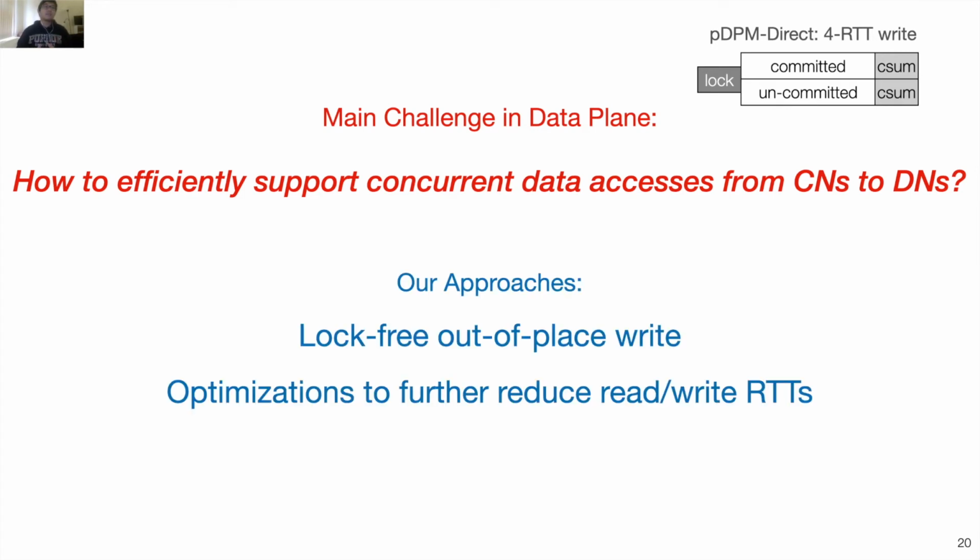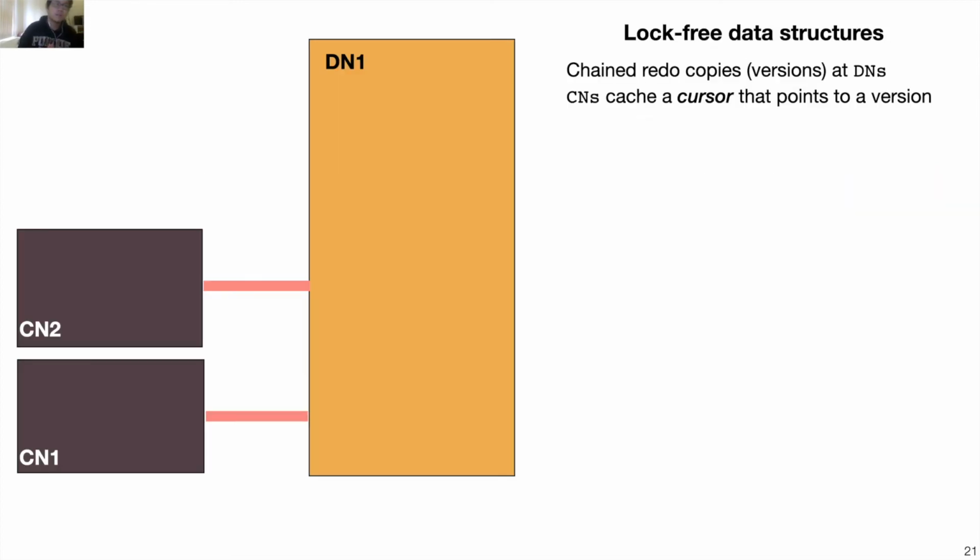Instead, in Clover, space allocation is more efficient. Therefore, we design a log-free, out-of-place write mechanism. We also introduce several optimizations to further reduce read and write RTTs. Now let's look at some details, starting from the log-free data structures.